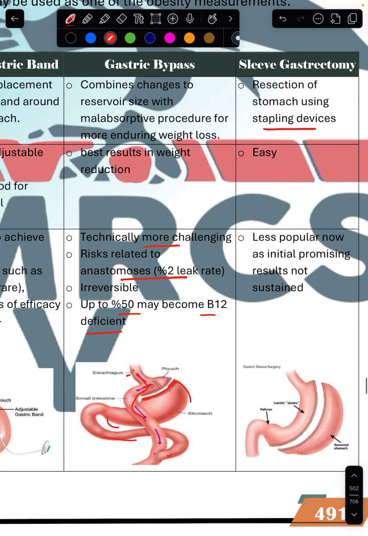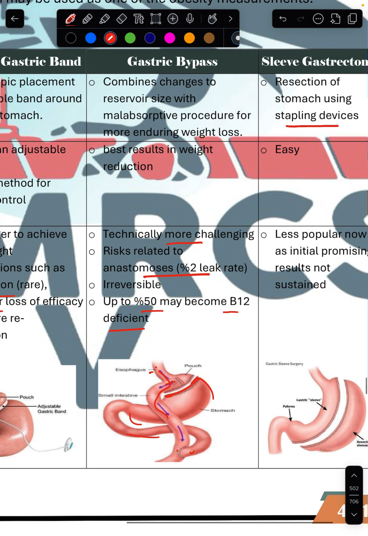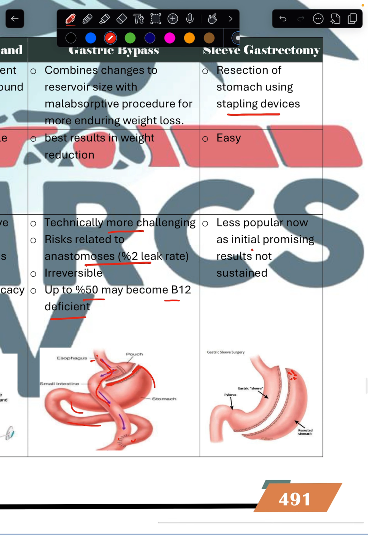So in sleeve gastrectomy, the sleeve of the stomach is removed. Here the ghrelin cells are excised. It is less popular now, as the initial promising results are not found. That's why it is becoming less popular.